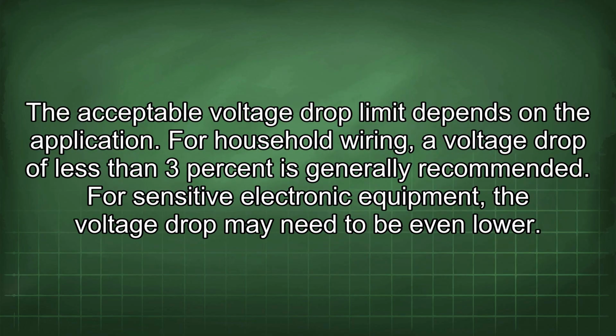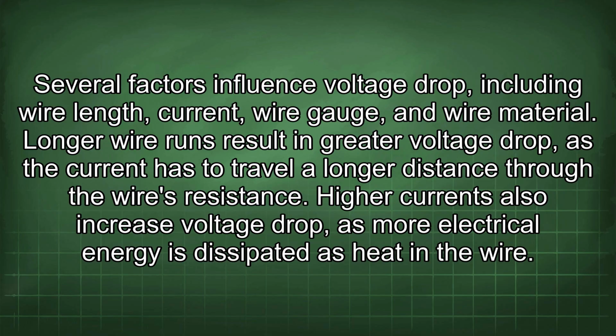The acceptable voltage drop limit depends on the application. For household wiring, a voltage drop of less than 3% is generally recommended. For sensitive electronic equipment, the voltage drop may need to be even lower. Several factors influence voltage drop, including wire length, current, wire gauge, and wire material. Longer wire runs result in greater voltage drop, as the current has to travel a longer distance through the wire's resistance. Higher currents also increase voltage drop, as more electrical energy is dissipated as heat in the wire.